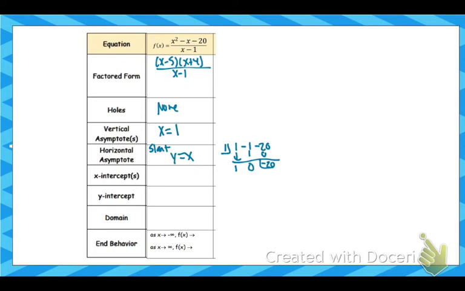All right, x-intercept. There's going to be 2 of them because there are 2 factors on the top. Set the top one equal to 0 and I get 5. Set the other one equal to 0, and I get -4. Y-intercept, plug in 0 for all your x's. So I get -20 over -1, which is just 20.